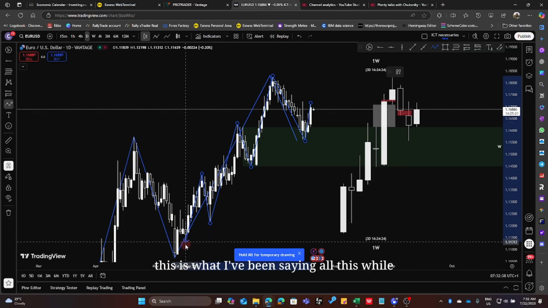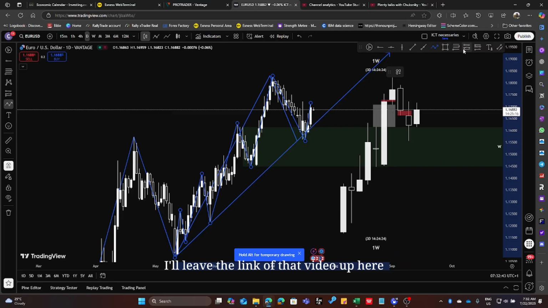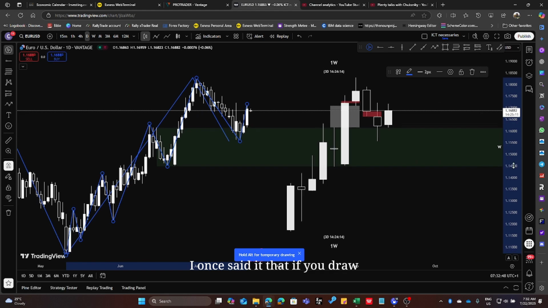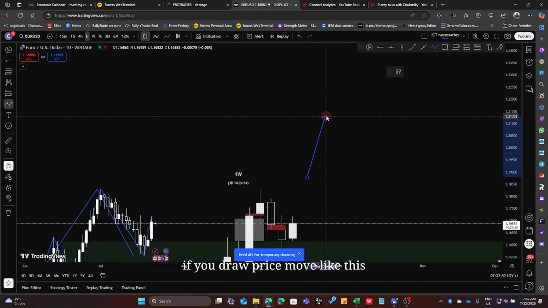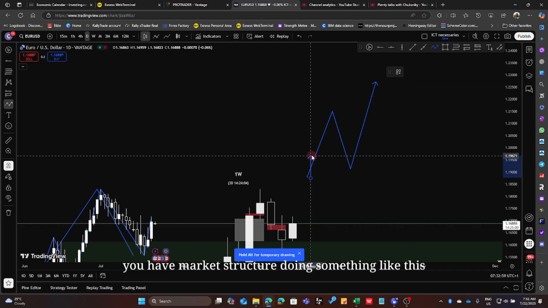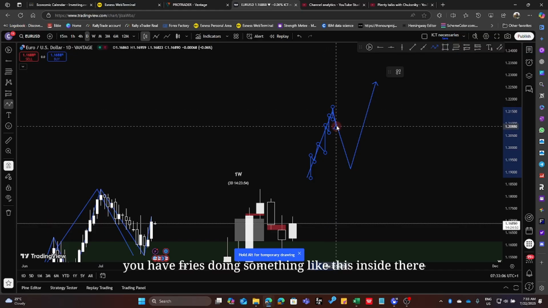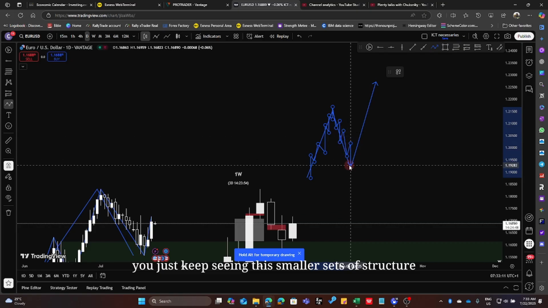This is what I've been saying all this while in one of my former videos. I'll leave the link of that video up here so you guys will see it. I once said that if you draw price move like this on the higher time frame, on the lower time frame you have market structure doing something like this inside there. You have price doing something like this inside there. You just keep seeing these smaller sets of structure.